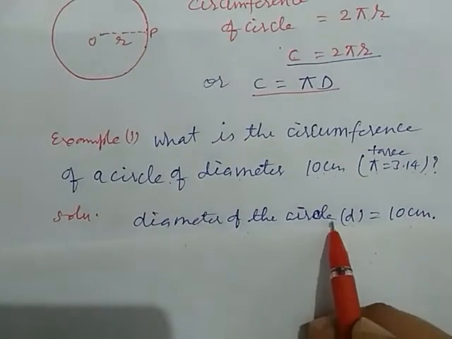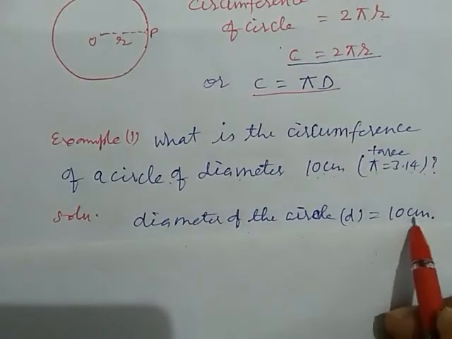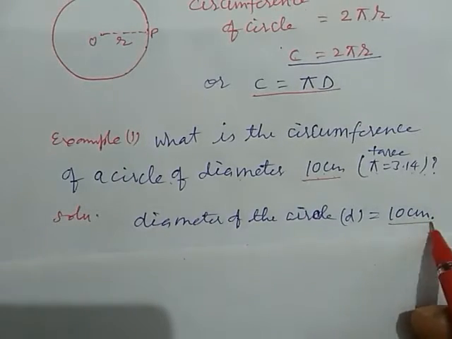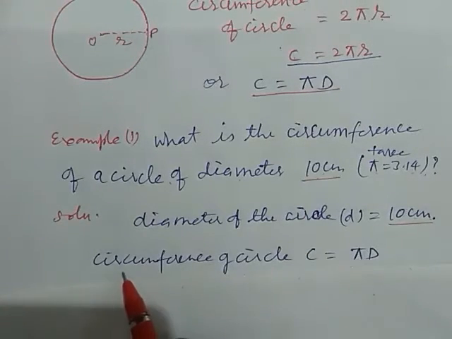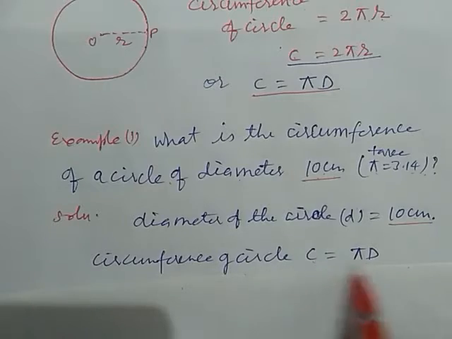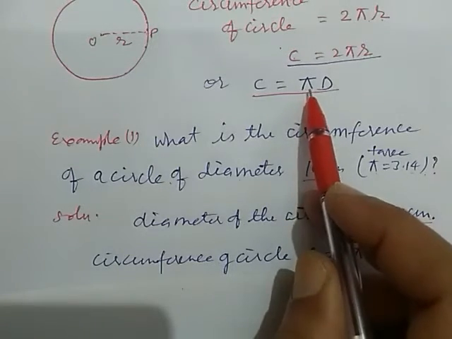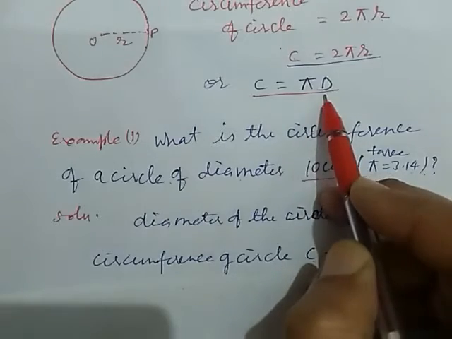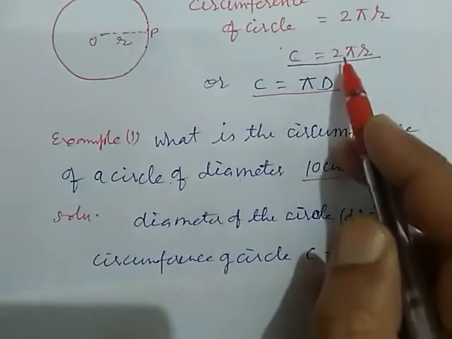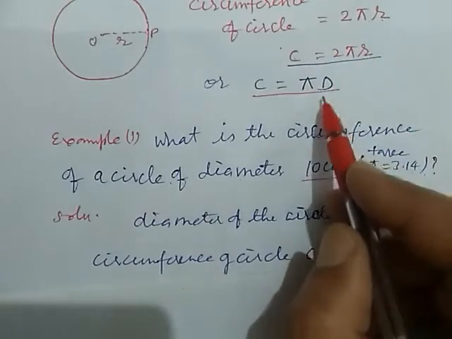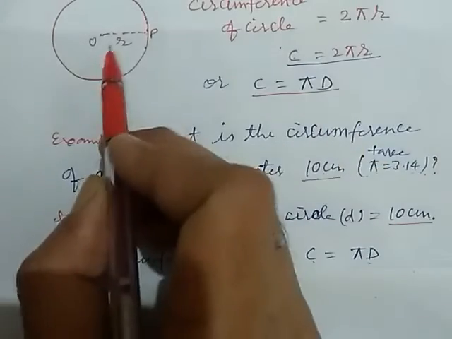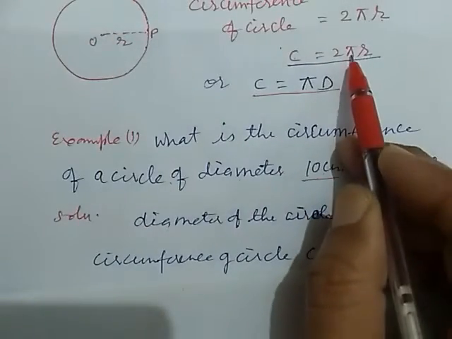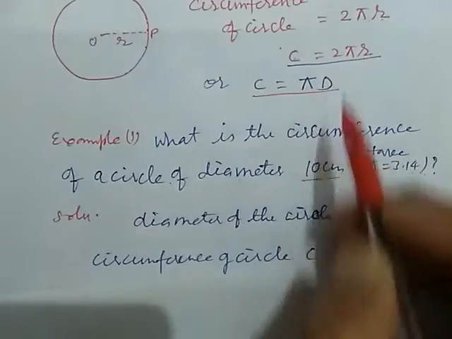Diameter of the circle D equals 10 centimeter. This is given to us. Circumference of circle C equals pi D if we take diameter. If we take radius, then it is 2 pi r, because r plus r, that is 2r, equals D. So this becomes pi into D.